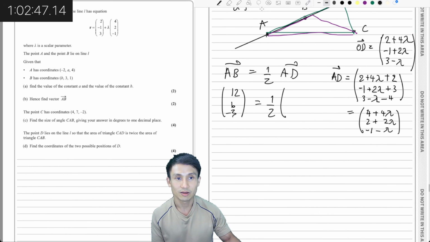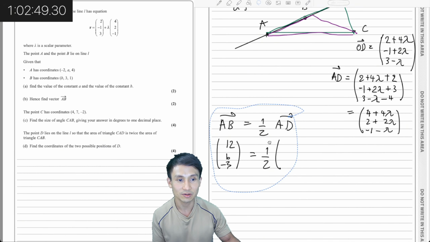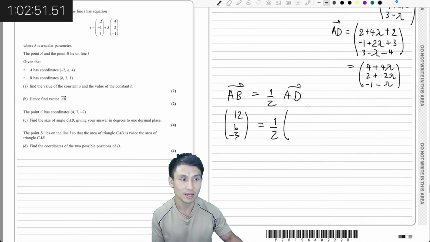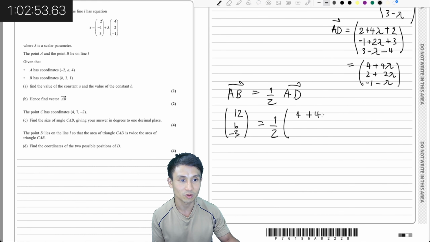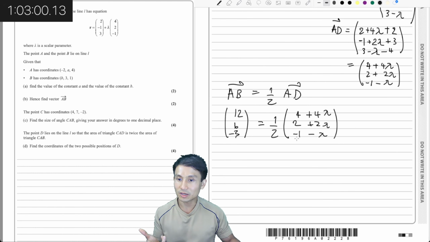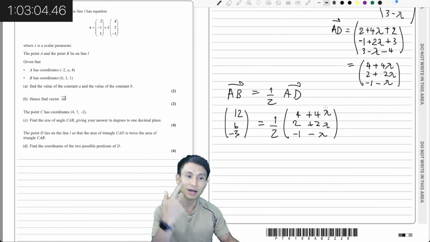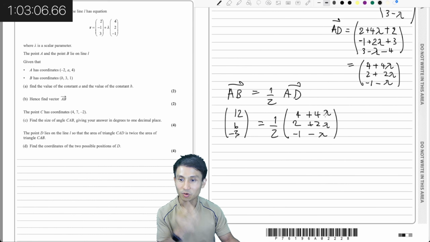So then we can do this. We can finish this. So we just plug AD in there. We get 4 plus 4 lambda here, 2 plus 2 lambda there, minus 1 minus lambda there. That means we can find lambda. And then we can plug it back into the point D.